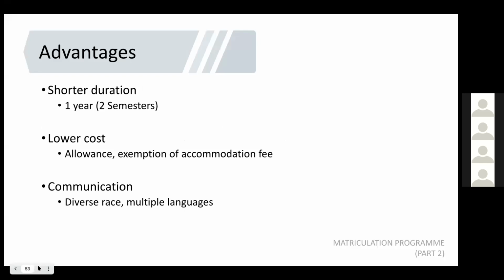So let's talk about the advantages of matriculation. This is purely from my own perspective only. I'm not speaking for matriculation itself. In my opinion, I think it's really short. For my batch, I only spent 9 months here, and I'm going back soon. So it's actually less than 1 year. People always say 1 year, but it's actually around 10 months only, because one semester is only around 5 months.